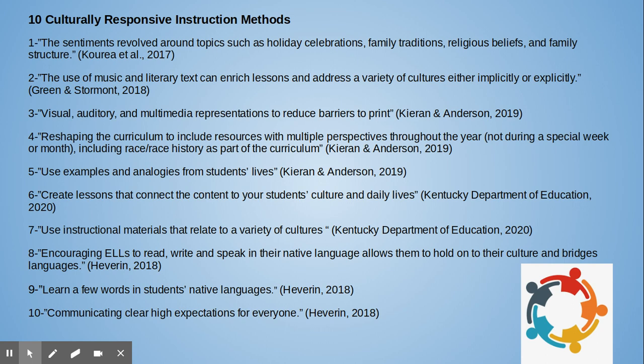Communicating clear and high expectations for everyone, not just your English-speaking students, but all of the students. And they're used to that. And so that also is a remnant of, I'm using them as an example because it's the most recent for me, that's also a remnant of where they're from.